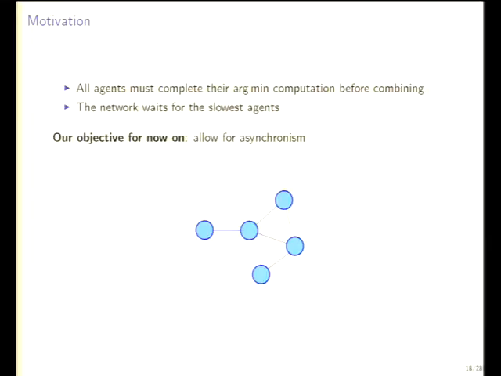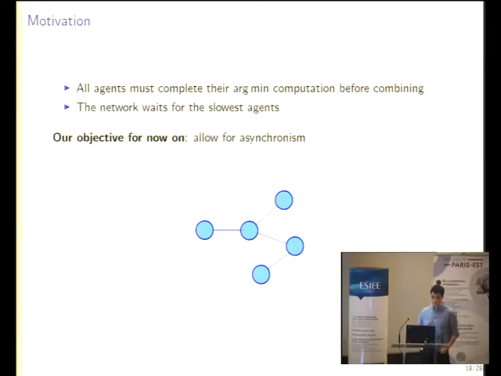So the motivation is the following. The distributed ADMM that I presented has one inconvenience: it is synchronous. So it means that all agents must complete their computation before combining. So if I am an agent and I just finished my computation at some time, then I will have to wait. The next thing I do is wait until all the agents in the network have also finished their computation. So our objective from now on will be to allow for asynchronism.